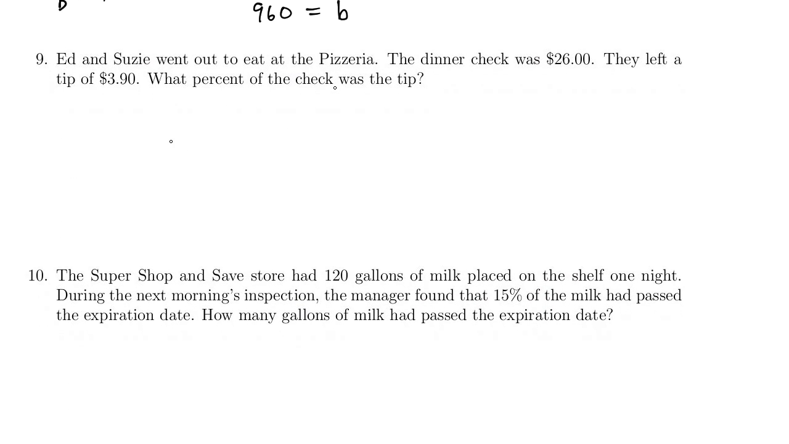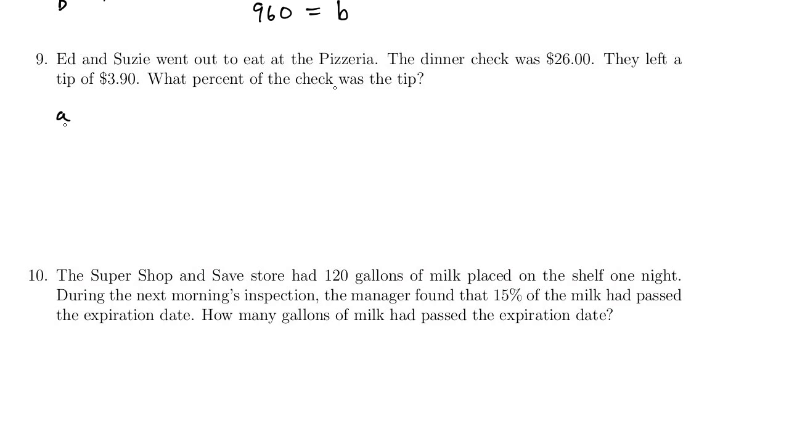Okay, number 9, it says Ed and Susie went out to eat at the pizzeria. The dinner check was $26. They left a tip of $3.90. What percent of the check was the tip? Okay, so let's see.